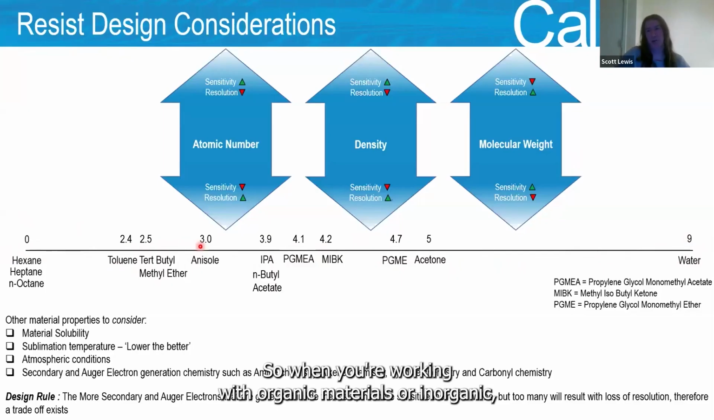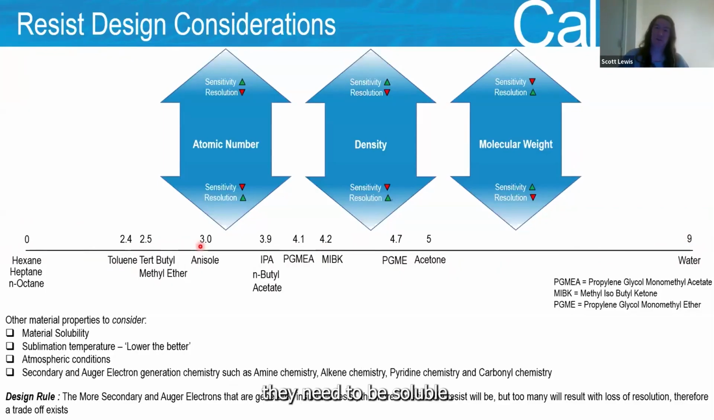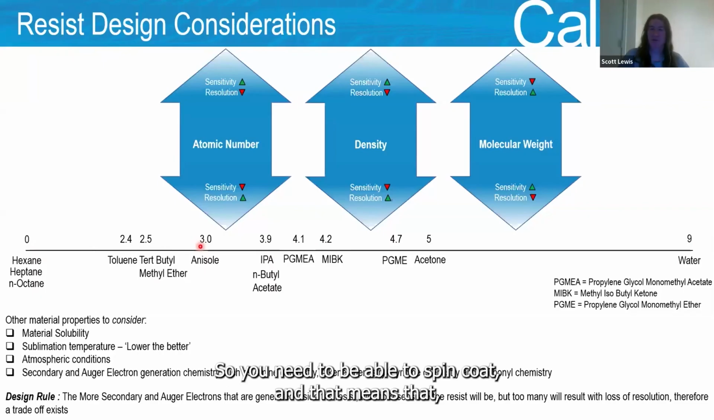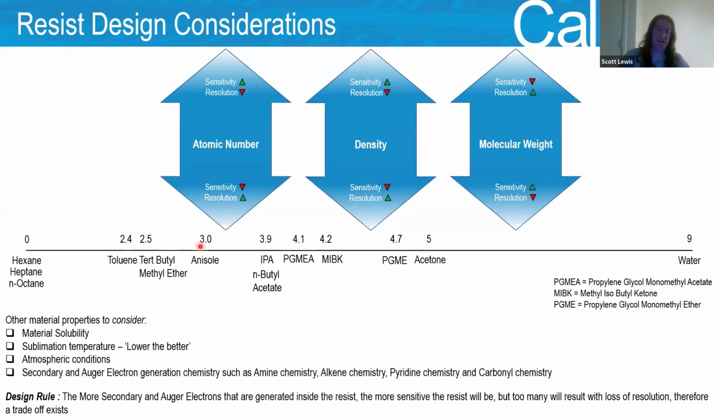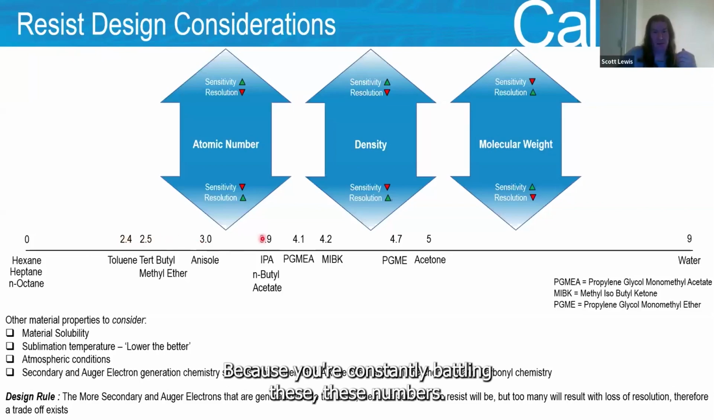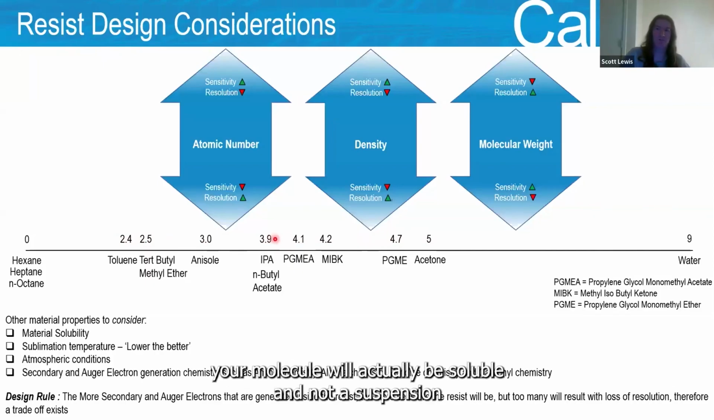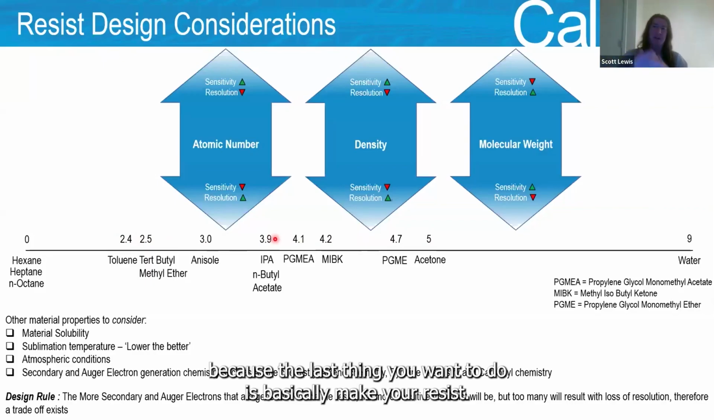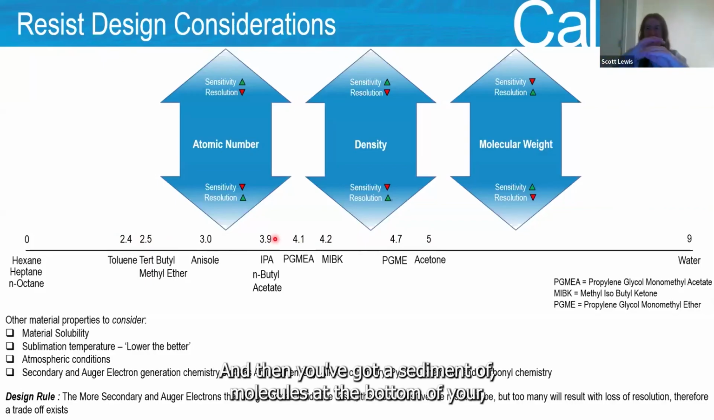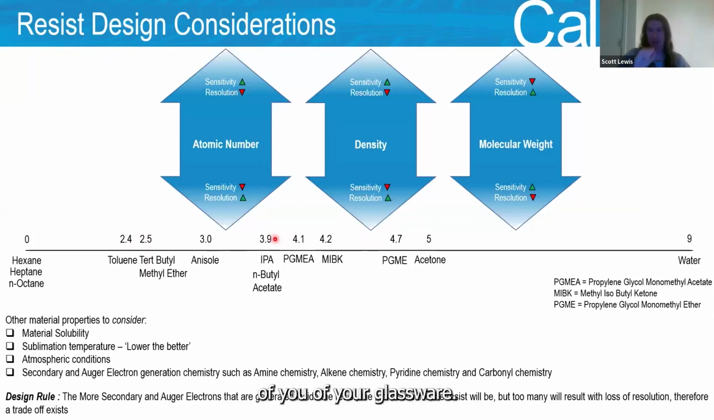When you're working with organic or inorganic materials, they need to be solubilized. You need to be able to spin coat them, and that's very difficult, because you're constantly battling these numbers. So you need to figure out, will your molecule actually be soluble and not a suspension? Because the last thing you want to do is make your resist and then have a sediment of molecules at the bottom of your glassware.